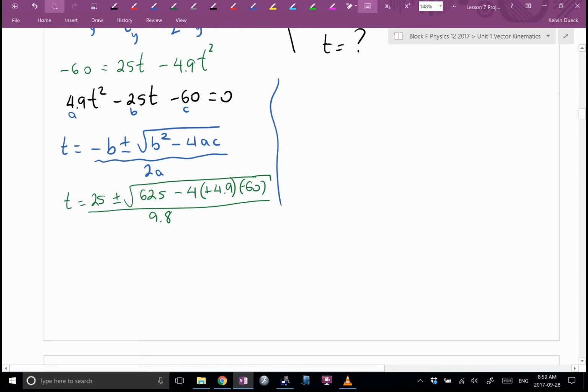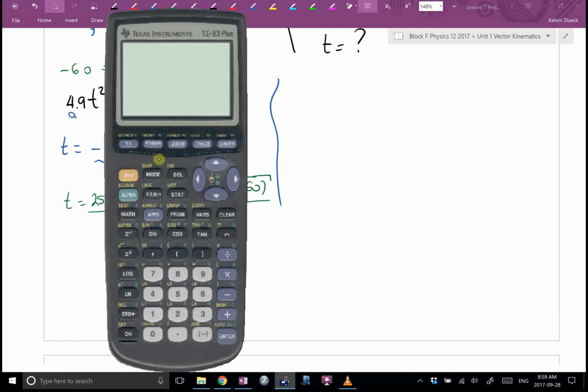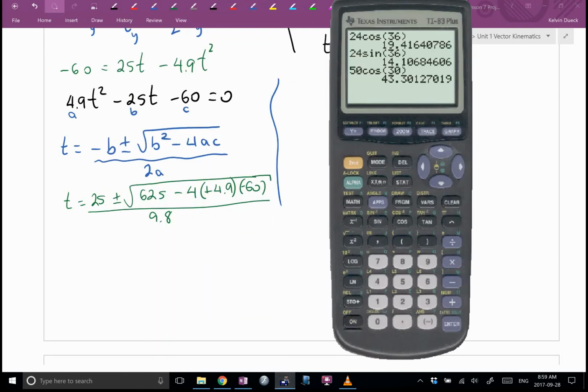Mr. Dewick, I had trouble with the quadratic formula last year. If I can give you one tiny piece of advice, if you are doing this without a solver on your calculator, I'll call it doing it on your calculator by hand, meaning having to type everything in. I typically would do the square root first. I would say, what's inside the square root? 625, or b squared, minus 4 times 4.9 times negative 60.